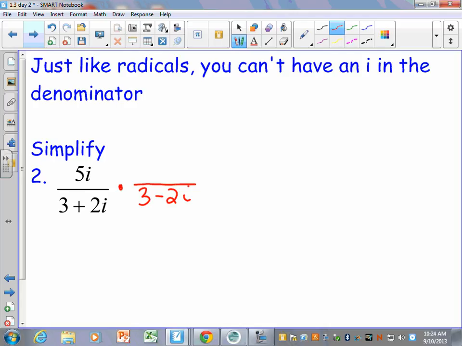Why are we allowed to do this? Because if we do it to the bottom of the fraction, as long as we do it to the top of the fraction, we haven't really changed anything. We're just multiplying by 1. And just like radicals, it's okay to move the i's to the top. We just don't want them in the bottom.